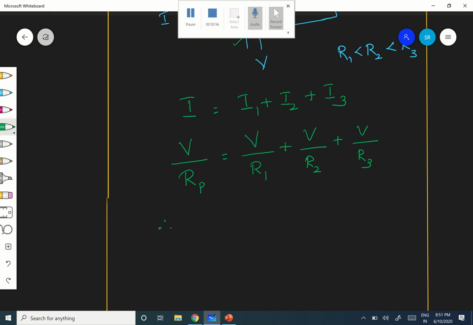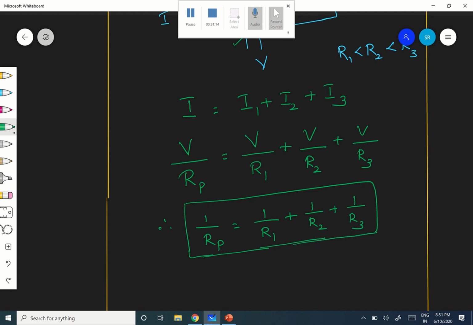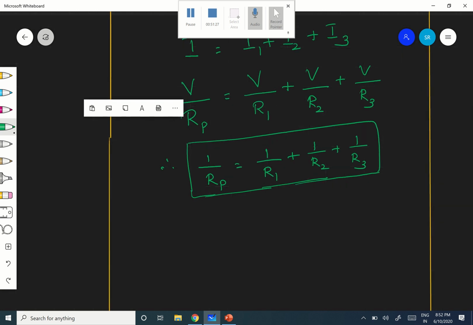Therefore, 1 by RP is equal to 1 by R1 plus 1 by R2 plus 1 by R3. So this is the formula: when the resistors are connected in parallel, the reciprocal of the equivalent resistance is equal to the sum of the reciprocals of the individual resistances. So this is for parallel combination.